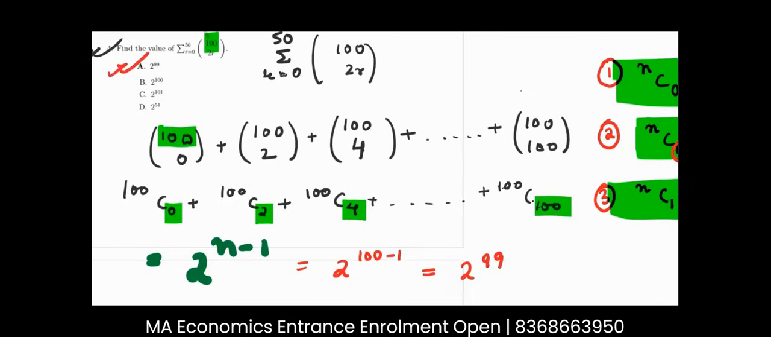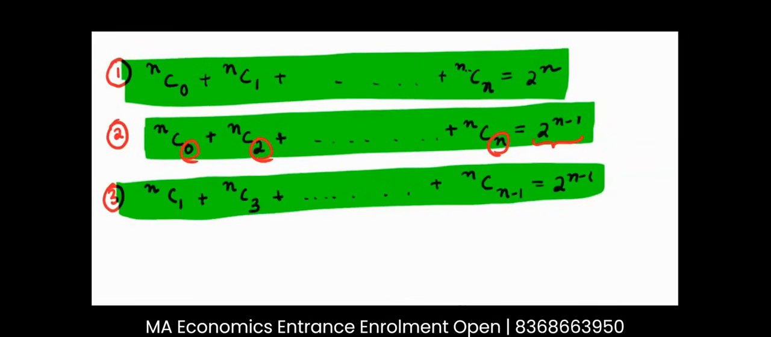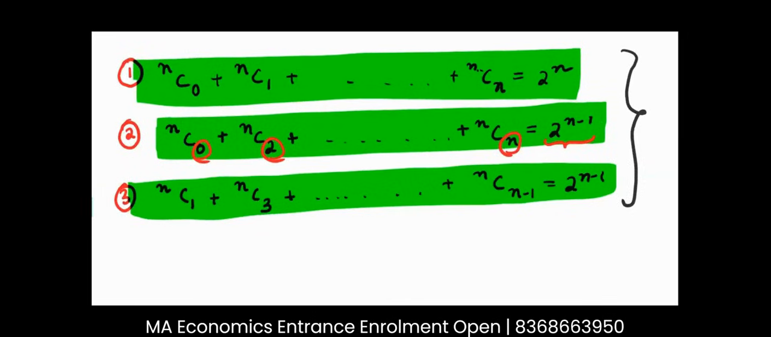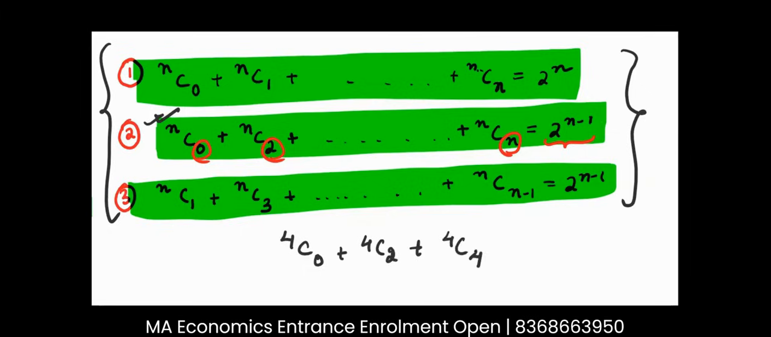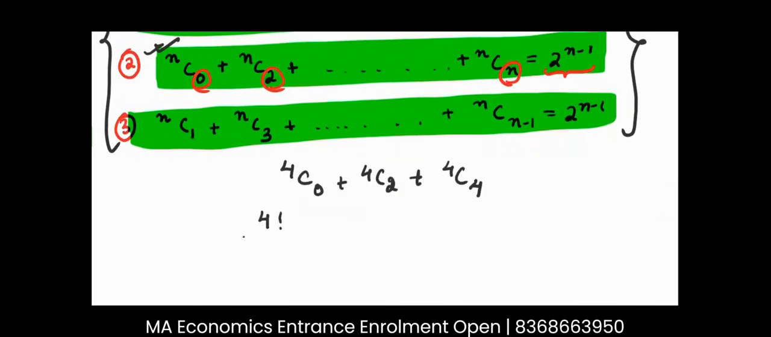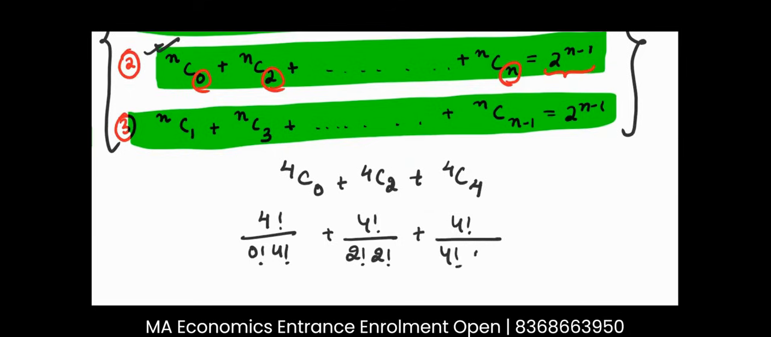You just have to remember these three identities of combination to solve this question. For us, only this one was relevant. So if you ask me what will be 4C0 plus 4C2 plus 4C4, I will not go ahead and start finding this out, that this is 4 factorial over 0 factorial 4 factorial, plus 4 factorial over 2 factorial 2 factorial, plus 4 factorial over 4 factorial 0 factorial.